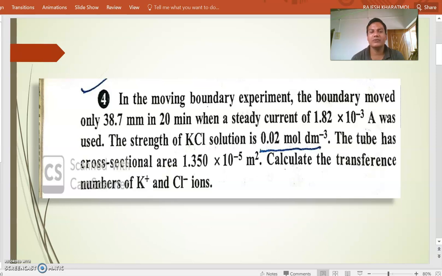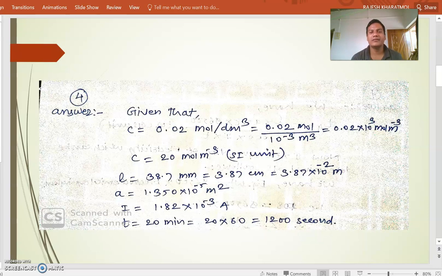Take all the quantities in only one system, either CGS or SI. And the tube has a cross sectional area, a small a value, which is also given. Concentration is 0.02 mole per dm cube, that is also given. So convert all these into only one system, either SI or CGS.